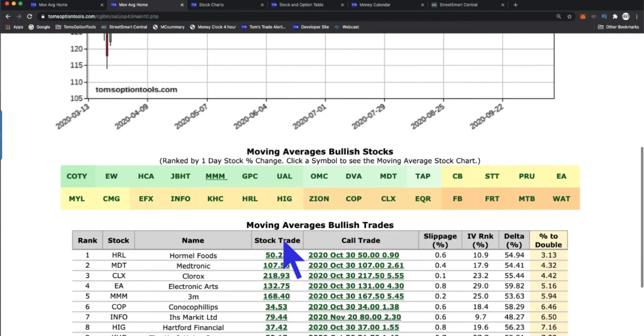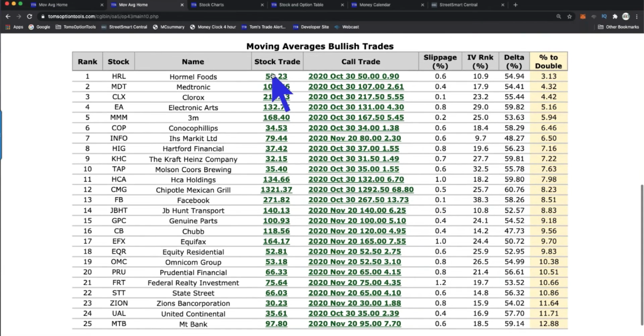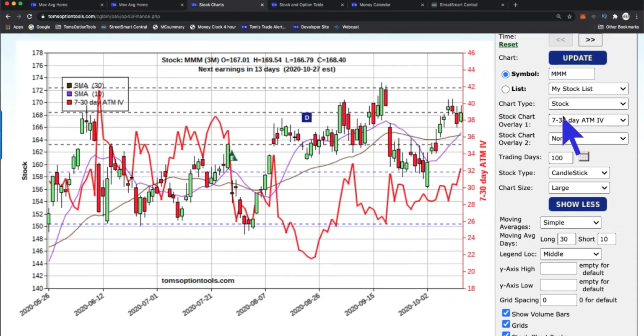And let's look at Hormel. Hormel Foods, $50.23, showing me that the October 30 calls are going for 90 cents. Well, that's cheap. The IV rank, all right, what's the IV rank? You know what? When you look at this, and we're looking at these 30 to 36-day options, I can see that in the last 100 days, we're sitting right in the middle, all right?